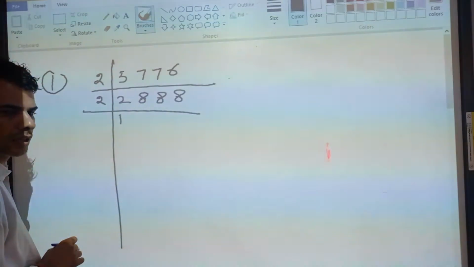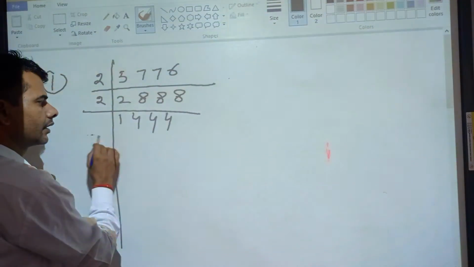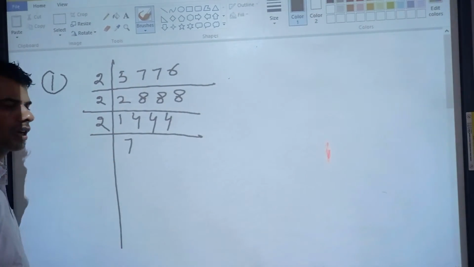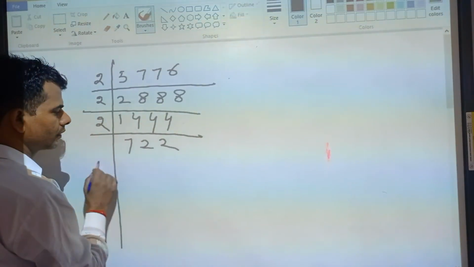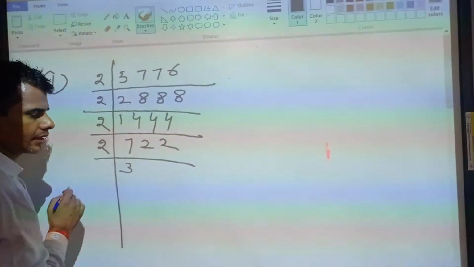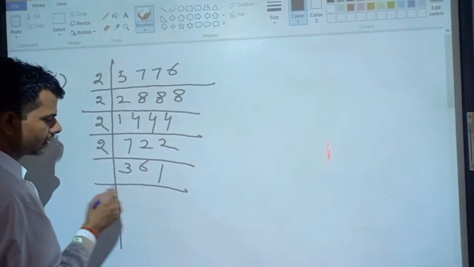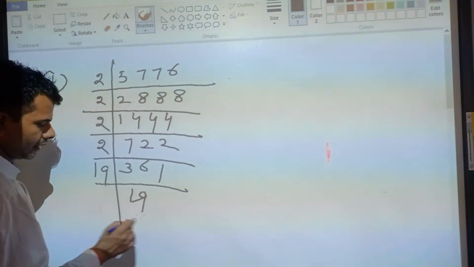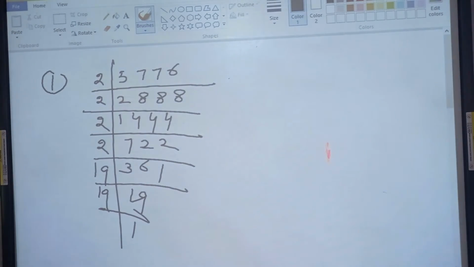2 1s are 2, 2 4s are 8, next 2 7s are 14, 2 2s are 4, next 2 3s are 6, 2 6s are 12, next 19. 19 times 19 is a square.